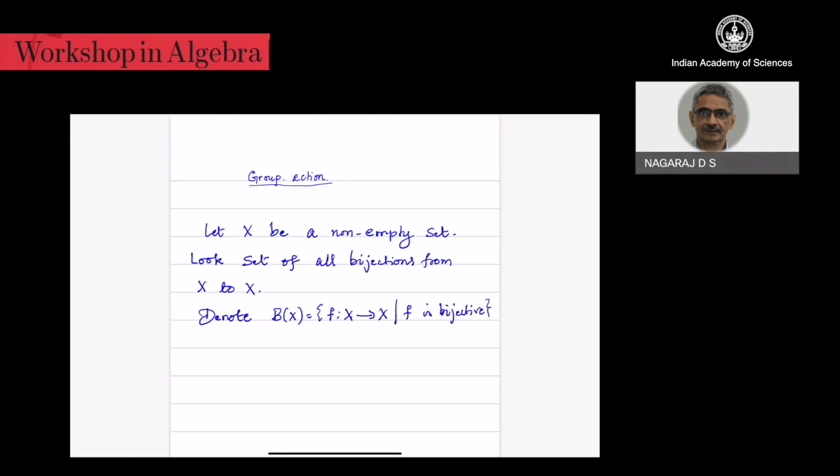So note that if f and g are two elements in Bx, then we can compose f and g. Again, f is a bijection from X to X, and g is a bijection from X to X. I can compose and I get a bijection which is denoted by f composed with g.